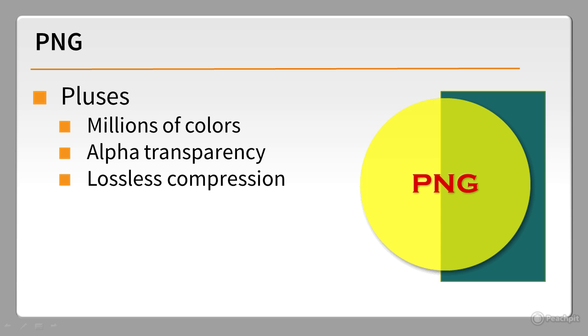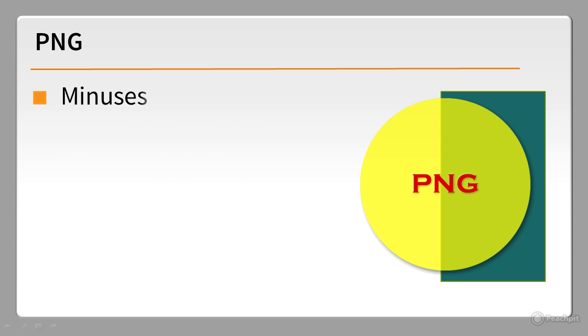PNG uses lossless compression, so there's no degradation when the file is resaved. The downside is that PNG results in much larger files than JPEG, so PNG isn't a good choice for photographs. However, it's extremely useful if you need alpha transparency.